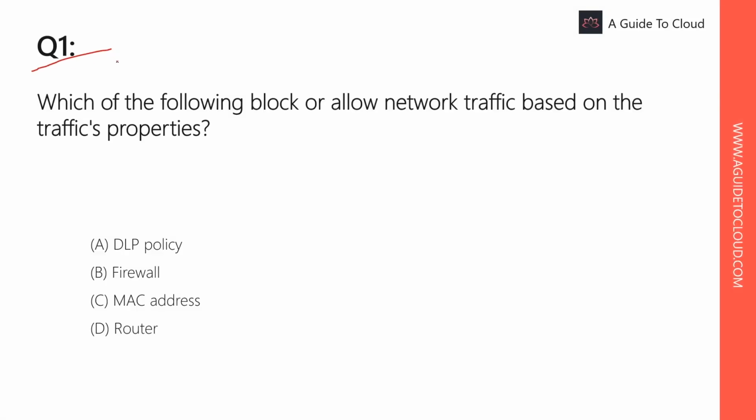So the first question is, which of the following blocks or allows network traffic based on traffic properties? Which is quite easy. You need to find a solution which is going to block or allow network traffic. Is it DLP policies? No, because DLP policies are used to control information, to protect your data like emails or documents. Is it firewall? Absolutely yes. The firewall is a technology you can use to block or allow network traffic.